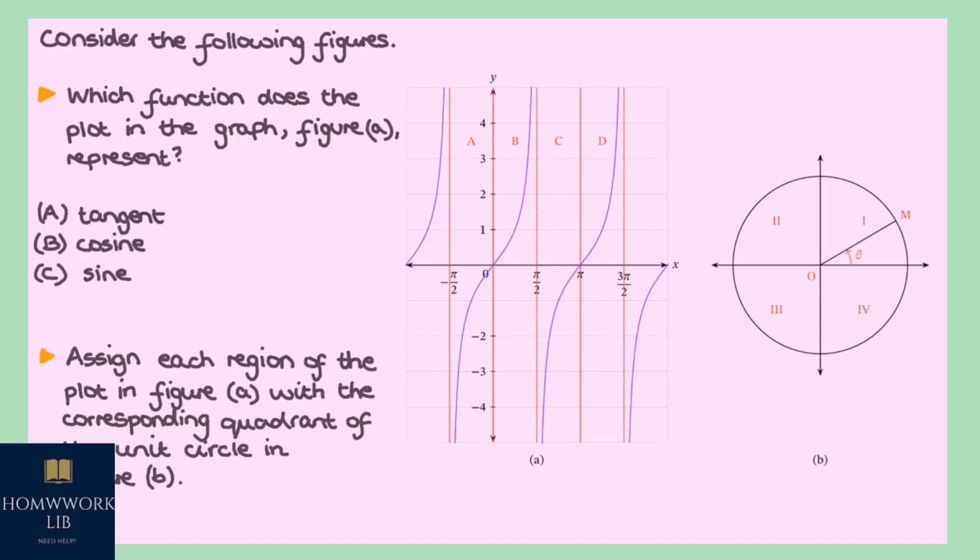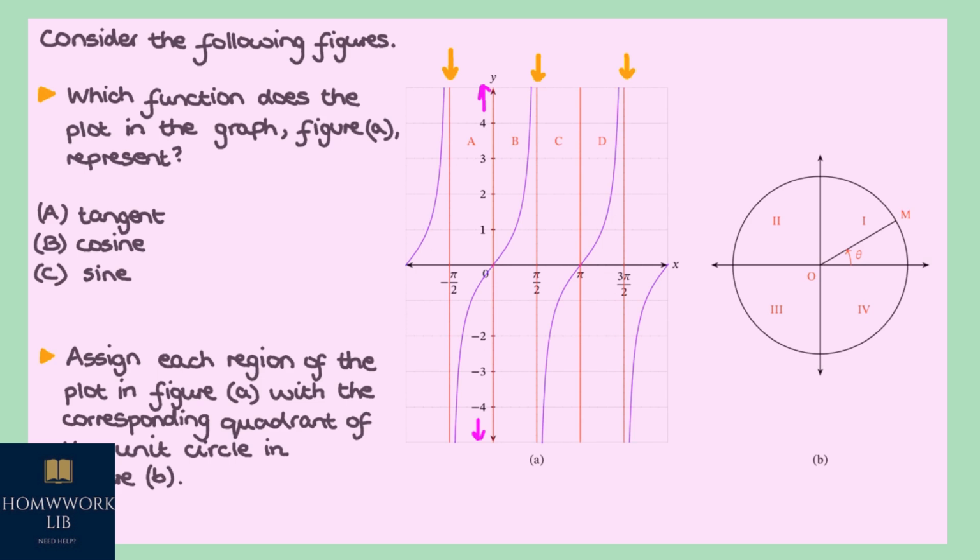Looking at figure A then, we identify first that this graph has vertical asymptotes. These asymptotes occur when x is equal to negative pi by 2, pi by 2 and 3 pi by 2. In fact, if we were to continue the graph in both directions, we'd see that they occur at every interval of pi radians from these values. The graph also has no maximum and no minimum value. It is unbounded in the vertical direction.